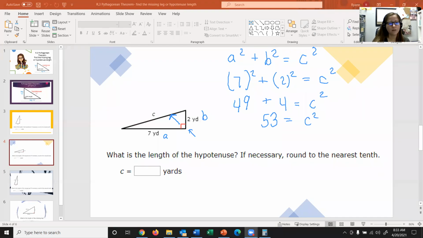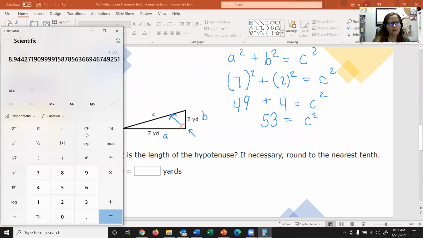Okay, so we're going to take our calculator again. We're going to clear this out, and we're going to say, okay, 53, and we want to find the square root of 53. And we get 7.280109, big decimal, right? So now we have to look at the instructions.